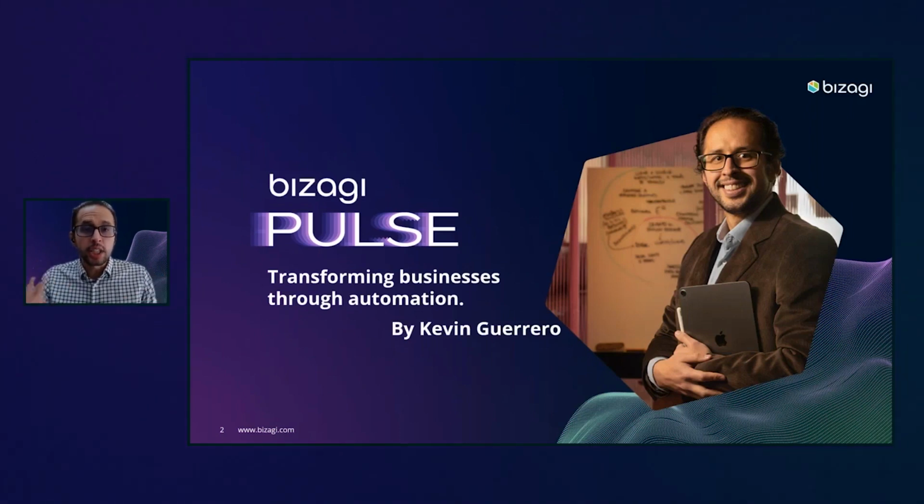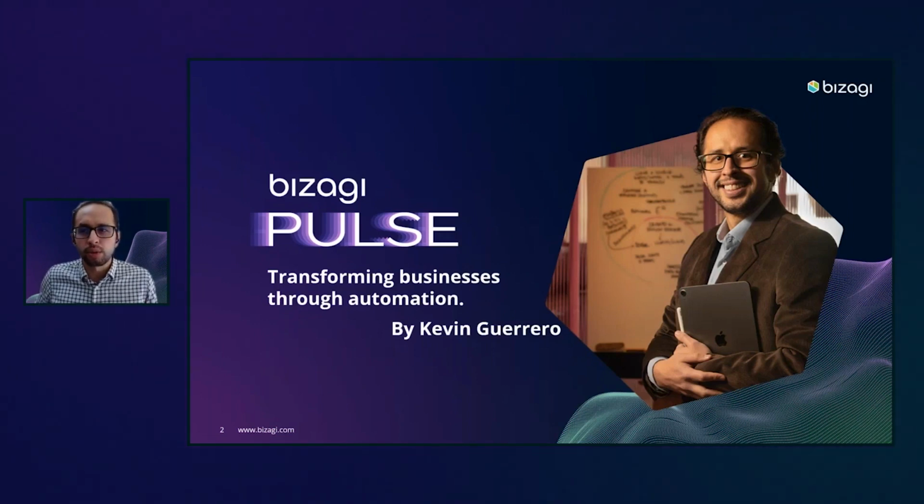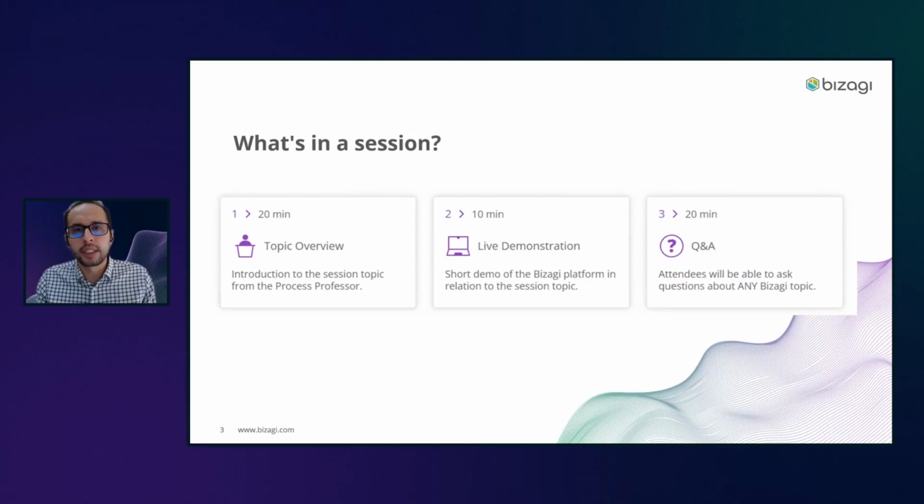In general, every single session of the Bizagi Pulse program will occur once per month. Specifically, we will be having these sessions the third Wednesday of every month. We will have one session in English and one session in Spanish. And the idea is that for every session, we try to follow a quite common structure. However, it can happen that from session to session, we have different structure, different information.